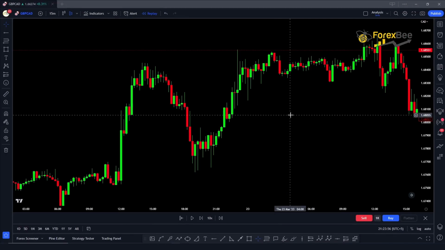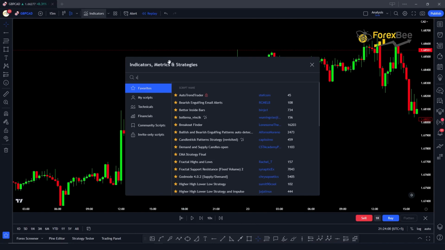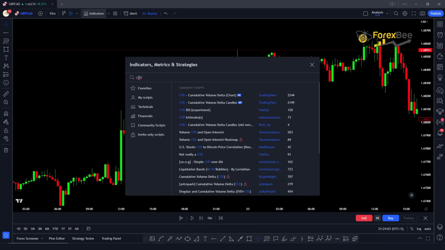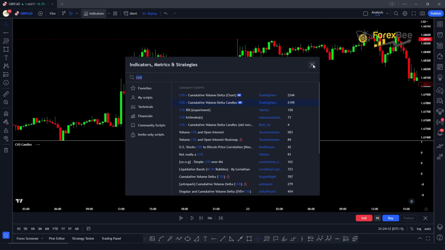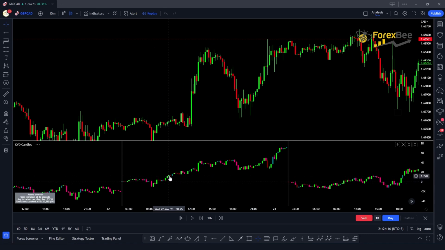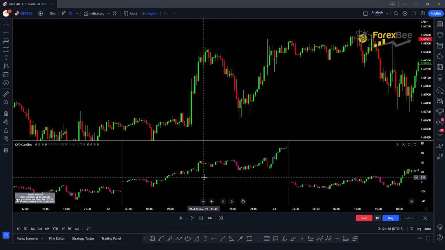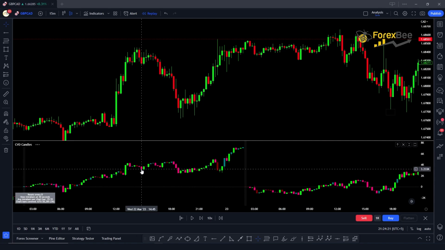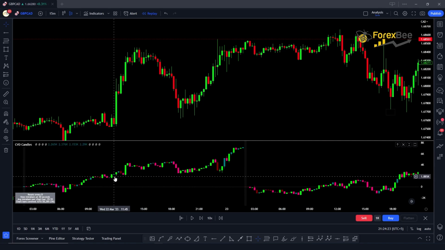Now, to detect the cumulative delta divergences, first of all, we need to apply the CVD or cumulative volume delta indicator. We're going to go ahead and search for the CVD indicator in the indicators tab on TradingView, and we're going to add this one by TradingView, the cumulative volume delta candles. Once we click on this, the indicator will be added, and you can see that it's showing us the cumulative volume delta. Now, cumulative volume delta is different than the simple volume delta because the cumulative volume delta takes into account the most recent volume deltas as well.